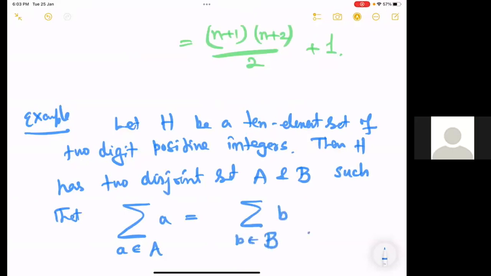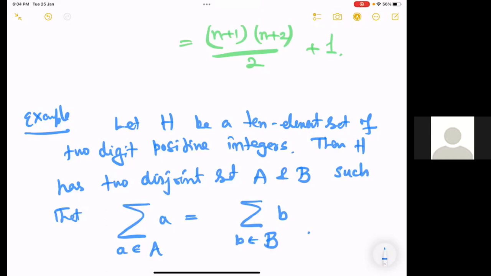That's the problem. So H is a 10-element set of 2-digit integers. Then I have to prove that H has at least 2 disjoint sets A and B such that the sum of the numbers in them is the same. Is the problem clear? If anybody is not sure about the problem, just feel free to ask.